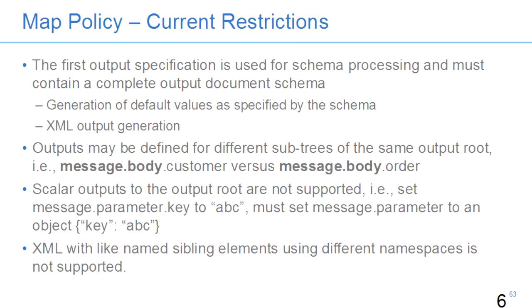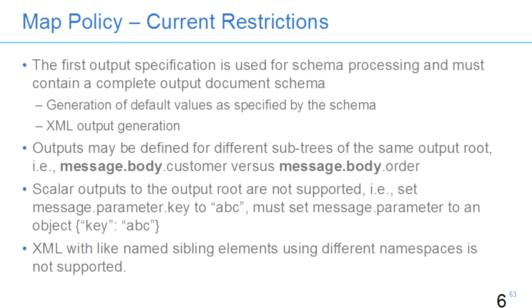So the outputs at this point may be defined for different, what we call subtrees. We've talked about different contexts within API Connect, message.body for example. But you can also specify message.body.customer, for example, or message.body.order. That is a capability that you can use here, but you still have to rely on the first restriction, that at least the first one has the entire schema, so that the appropriate defaults are generated in the appropriate schema.